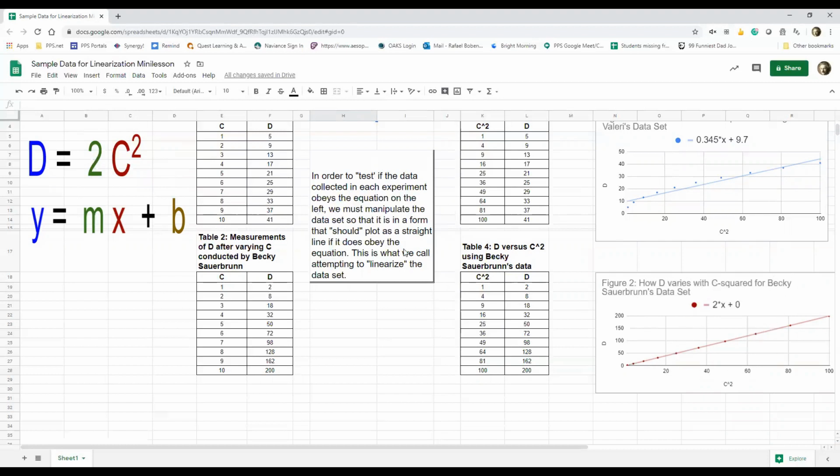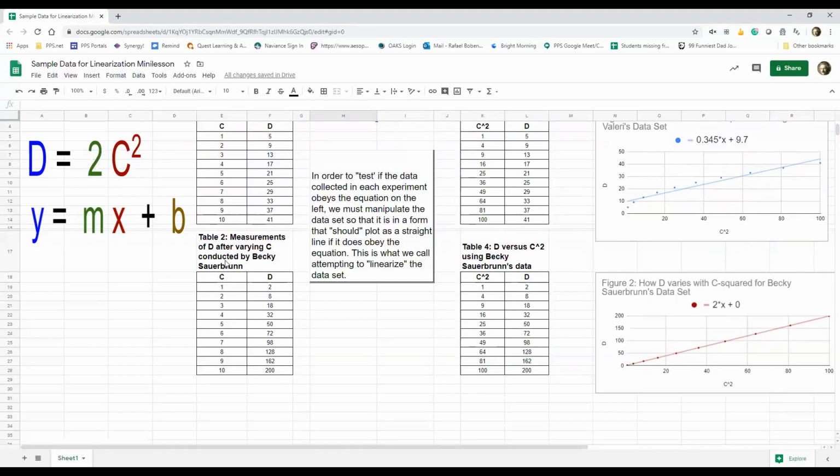Okay, so that's the big idea with linearization. It helps us as scientists see to what degree our data sets match the theoretical results, the theoretical equations that are supposed to govern it.